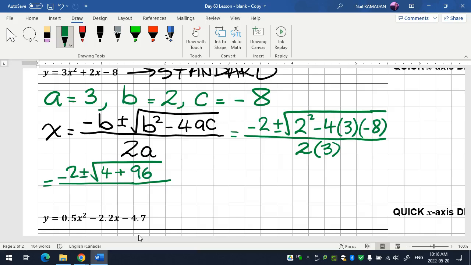What's 2 times 3? 6. Keep going. What's my next step? I'm cleaning up. Baby steps. Yes. Clean this one up. What's 4 plus 96? By the way, that's good news. Does anyone know the square root of 100? 10. Is it a decimal or a perfect 10? Nice. Okay.